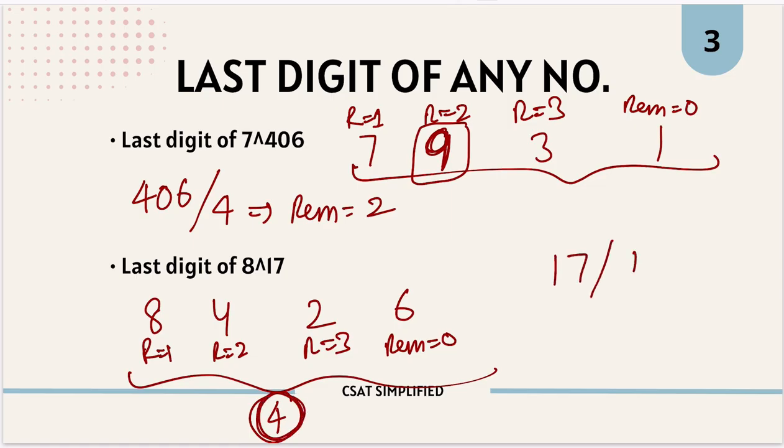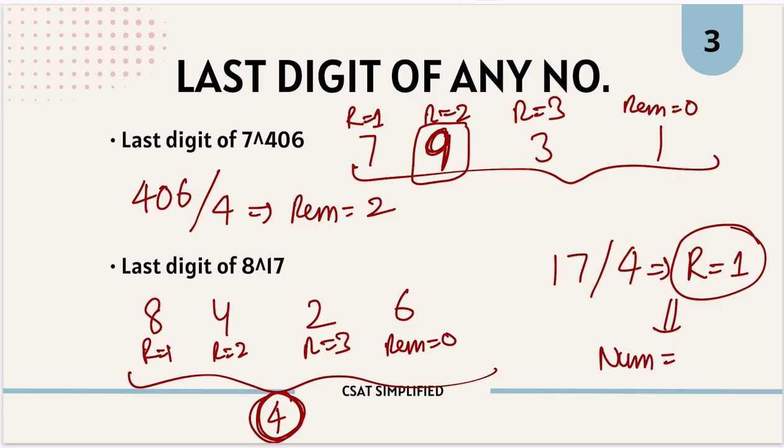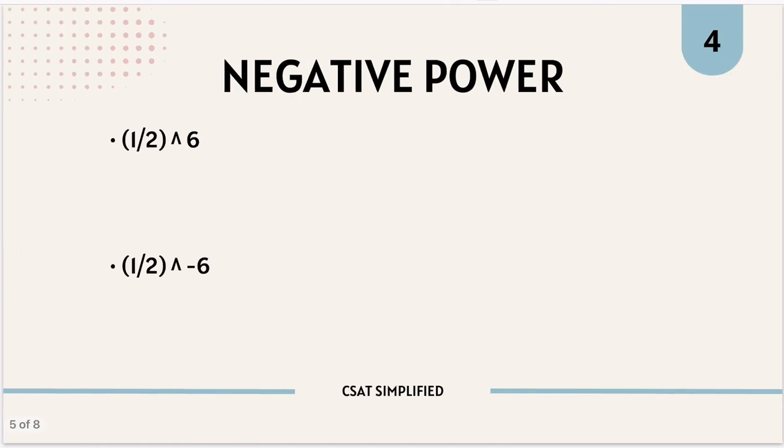So 17 divided by 4. So I am left with remainder as 1. So what is the answer? Remainder as 1 is equivalent to number 8. So the last digit of 8 raised to power 17 is 8. Done? Now, moving on. Negative power.